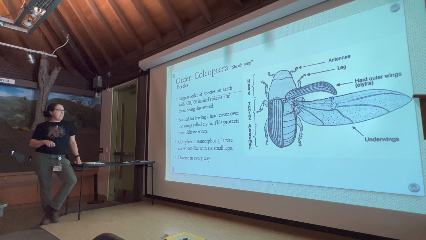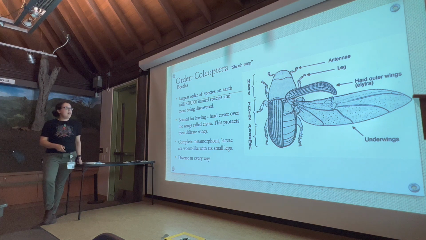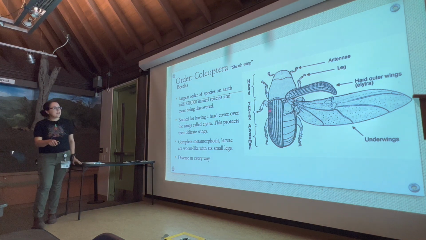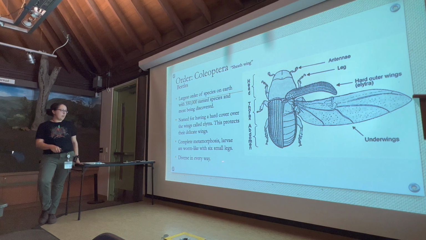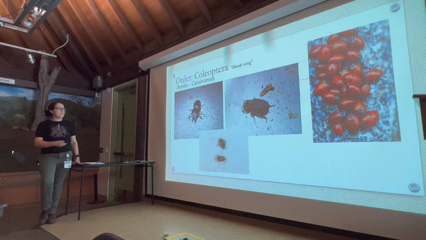They also do the complete metamorphosis. They start out with a little grubby larva, and then when they're an adult, they're this. So if you ever see a beetle, it's not going to grow or molt. That's its final form, and that's as big as it's going to get. Their thorax and abdomen are harder to tell because they're tucked under that elytra. And yeah, diverse in every way. There is a beetle for everything. There are so many beetles. There's beetles that eat plants, beetles that decompose, beetles that are carnivores and predators, and all kinds of beetles.